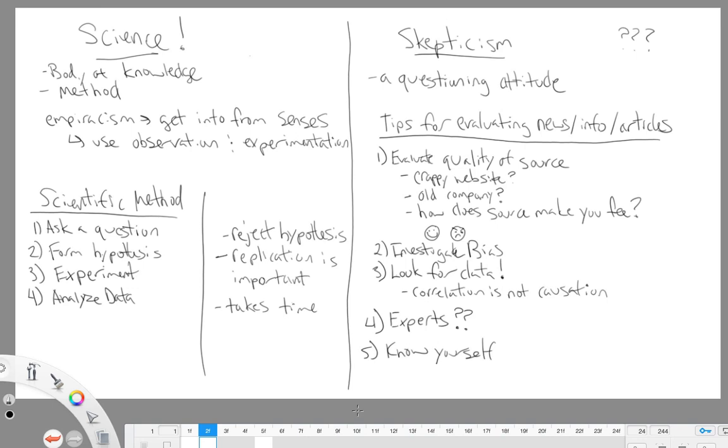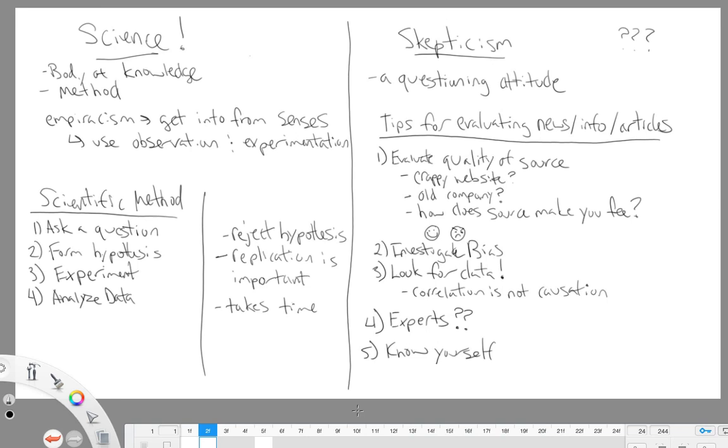Okay, so in our last lecture we looked at science and skepticism. And if you remember, when we talked about science, we said that science is both a body of knowledge and, importantly, it's a method. It's a method of learning about the natural world. It's based on empiricism, which is this idea that we get info about the world from our senses. And importantly, empiricism uses observation and experimentation.